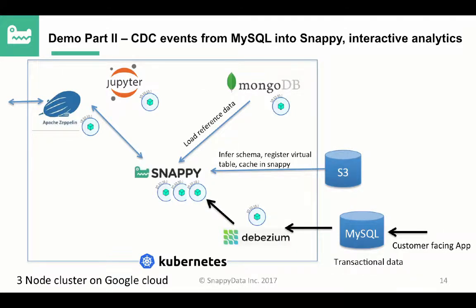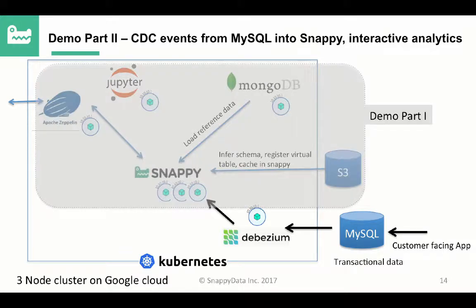Let's just revisit the demo architecture from before. In part one of the demo, we showed you how to load data from Mongo, static data from S3, infer schemas, run interactive analytics using notebooks, and also we showed you how to run analytics using a BI tool like Spotfire. So we ended up using, you might recall, the airline on-time performance data, about 200 million records is what we ended up analyzing.